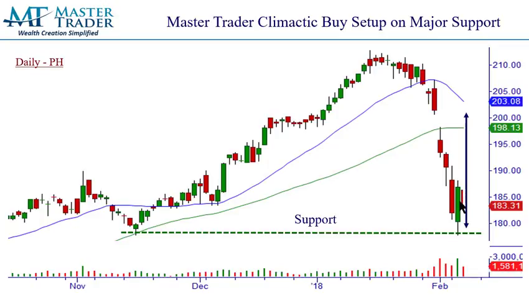For the intraday traders, and I'm going to show you an example, you could drill down into the smaller time frames. So since this is a daily chart, you would drill down to the hourly and 15-minute chart to get a better entry in here.